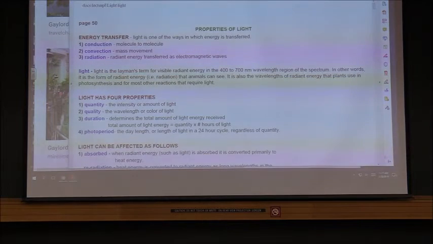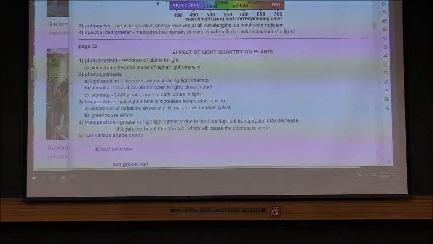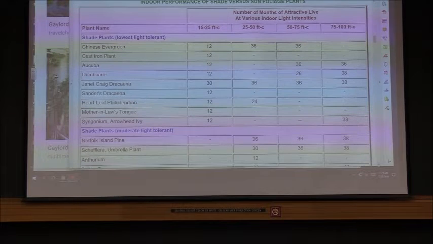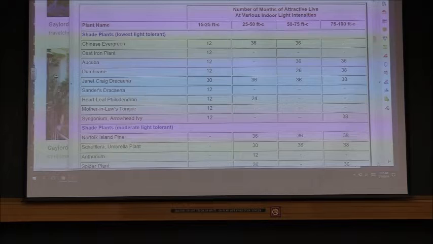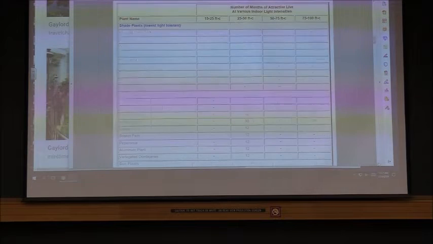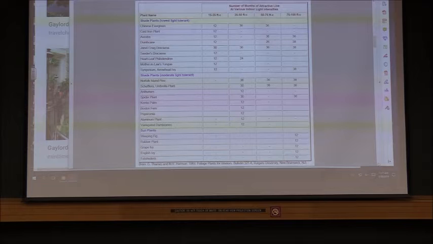So in your notes, after the definition of light acclimatization, I give you a life expectancy table. These are mostly plants. What page are we on? 53. Okay, I think somebody said 53. These are plants, all of them are tropical foliage plants. So all of them can grow indoors.